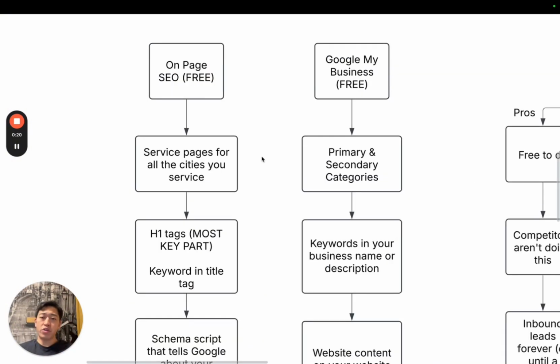So there's really two ways that you can generate free leads off of Google. Number one is on-page SEO, and number two is Google My Business. If you're not familiar with these two, I'll just dive straight into what these two mean. So number one is on-page SEO, and a lot of local contractors neglect this fact. And the main thing is you want to rank for all of the different services you offer, but also in all of the different cities you service as well.